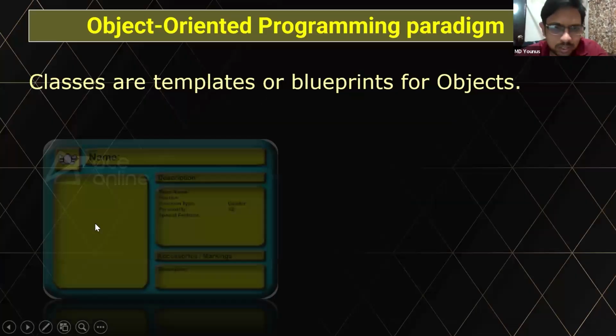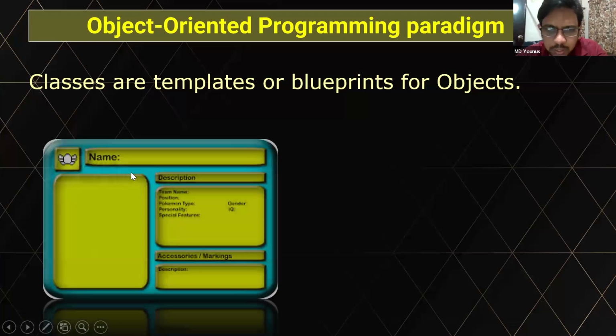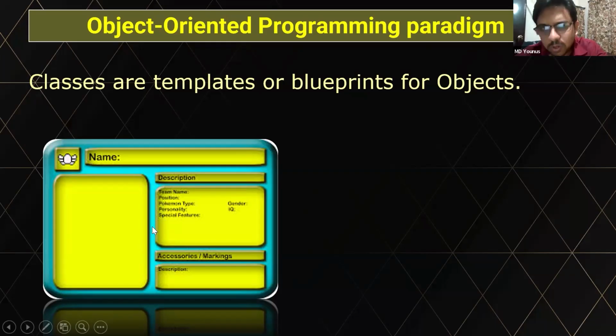Does your template look something like this? It only tells you that this contains a name, here is space for a photo, and the other description. Does it contain any information? No. Okay. So classes are just like templates. They don't contain the actual information.